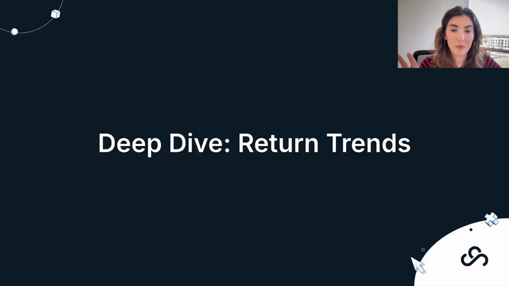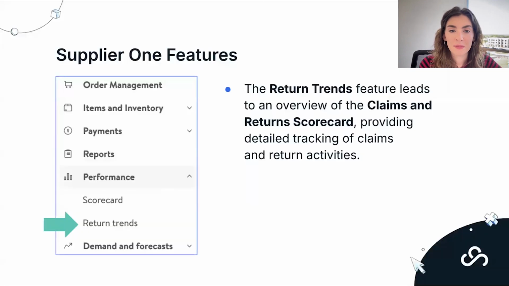Okay, so we've moved off of our scorecards and now we're going on to return trends. So we'll revisit our side nav from Supplier One, and we're going into performance. We just did scorecard, and now we're in return trends. And this is going to be an overview of the claims and returns scorecard. It's going to provide some of the detailed information for tracking claims and returns activities.